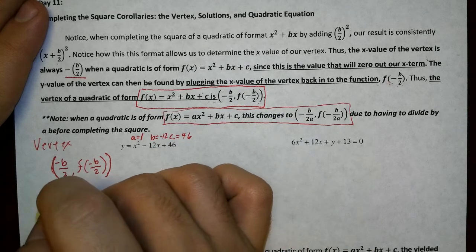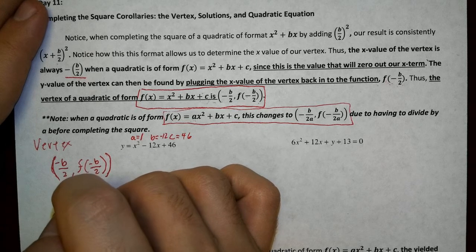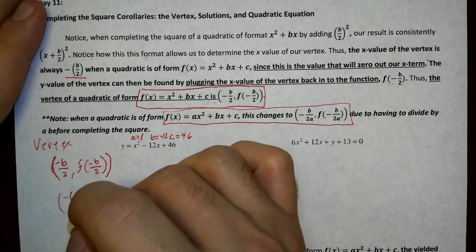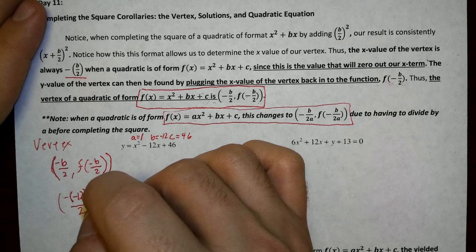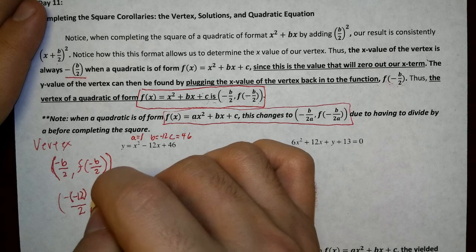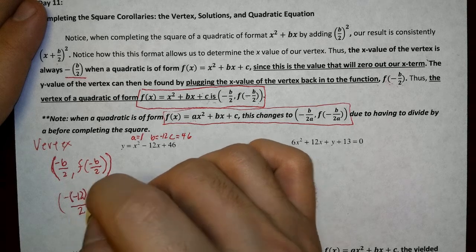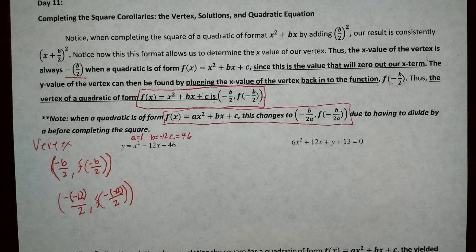So we'll have negative b, which is negative 12, divided by 2, and then f of negative b, and remember b is negative 12, divided by 2. And this is going to be our whole vertex. So let's go ahead and start calculating this.